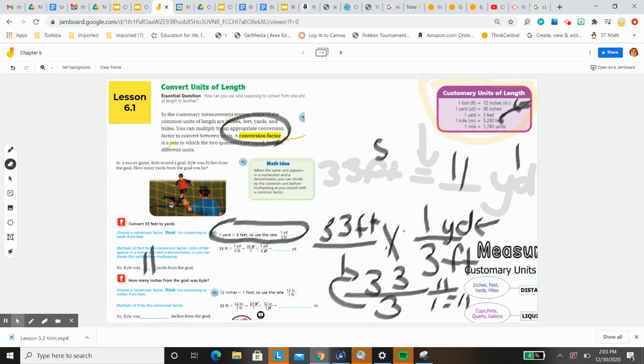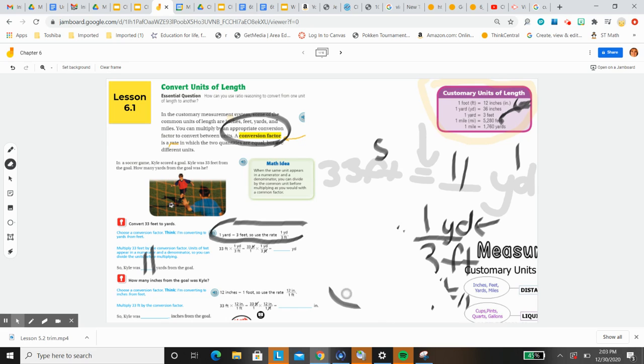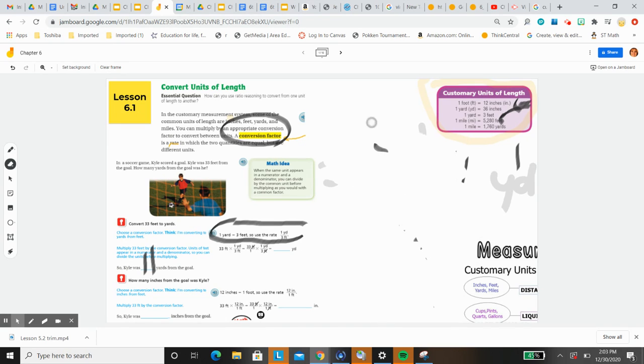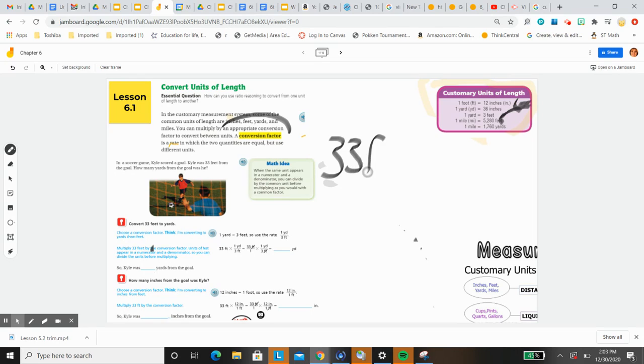I'm going to go ahead and erase this because I have another problem here that the book is also going to give us another example of. So I want to have room to work here for you today. All right, so down here for the second one, it says, well, how many inches from the goal was Kyle? Now, this time I want to know inches from the goal. We know we still have 33 feet. Whoops. 33 feet is going to be equal this time to inches.